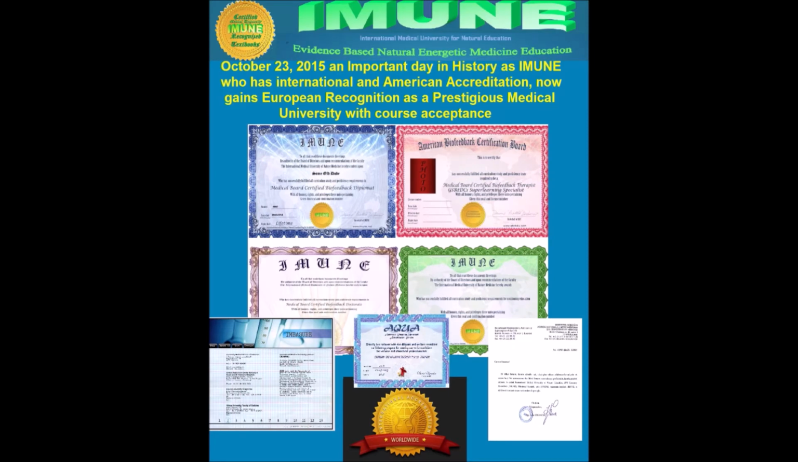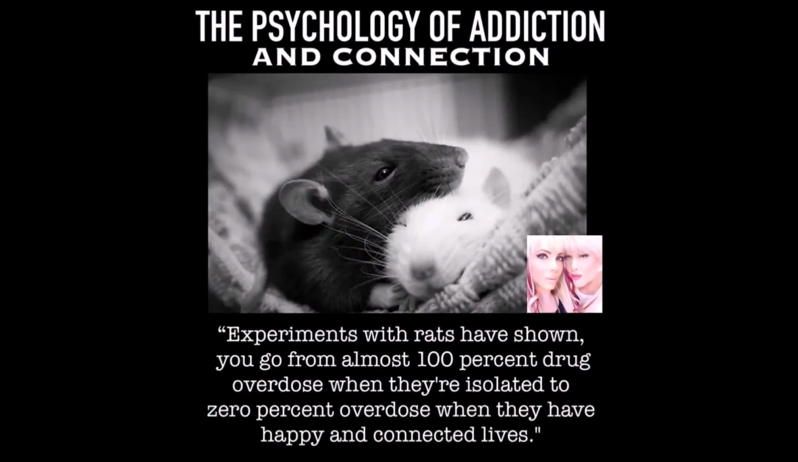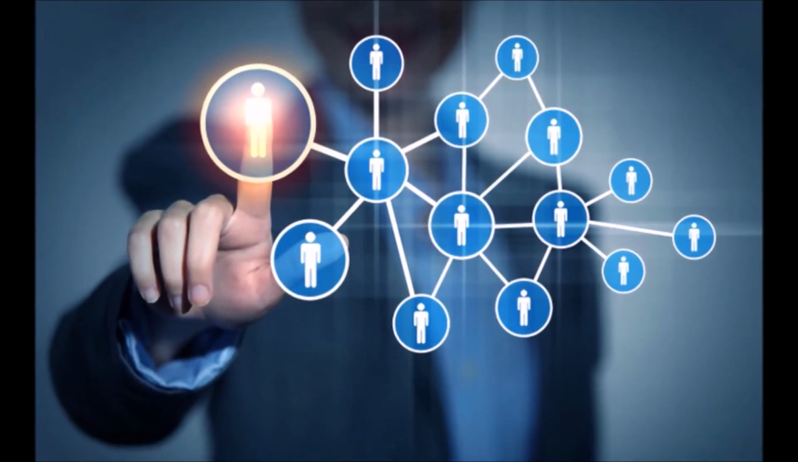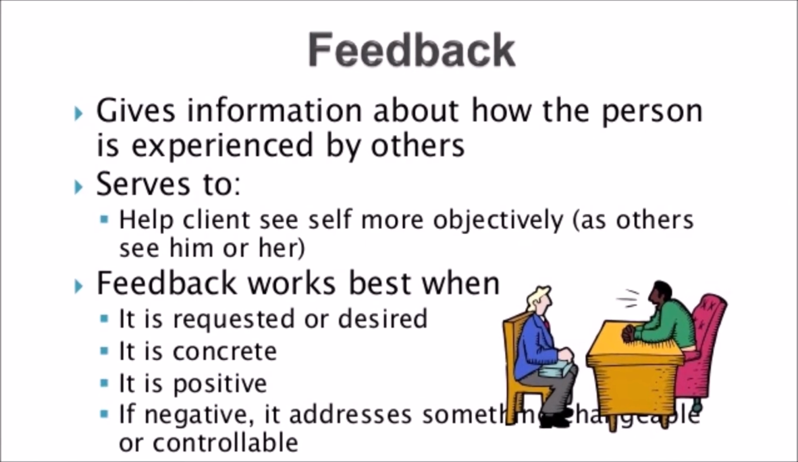It is internationally accredited in the United States and other places. And we try to teach people many different things so they can get a license. First, we need to teach them about lifestyle inventory, how to reduce the suppression and obstruction to cure that different lifestyle problems have. So we teach them how to intervene on the lifestyle: how to eat better, how to reduce stress, how to give water, how to build a family environment, and how to communicate.